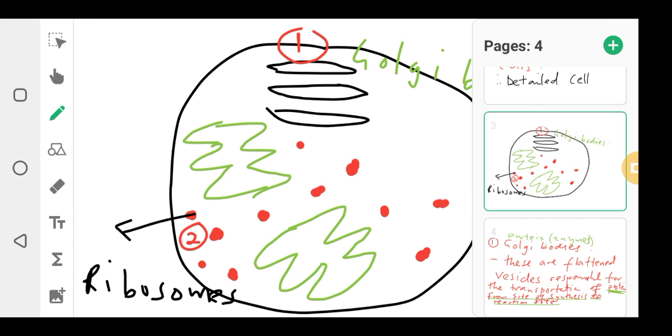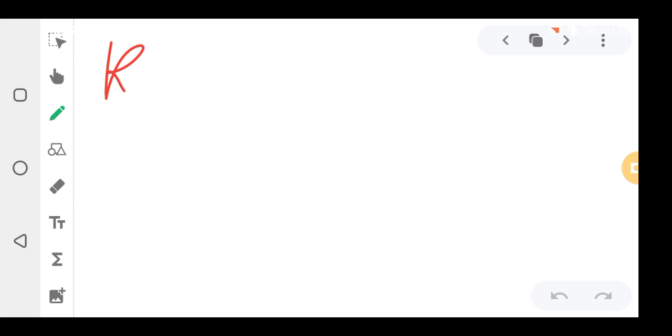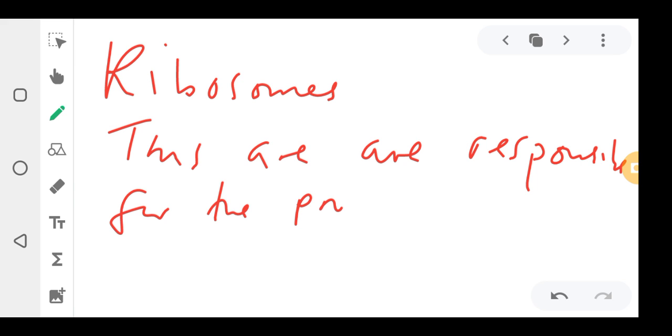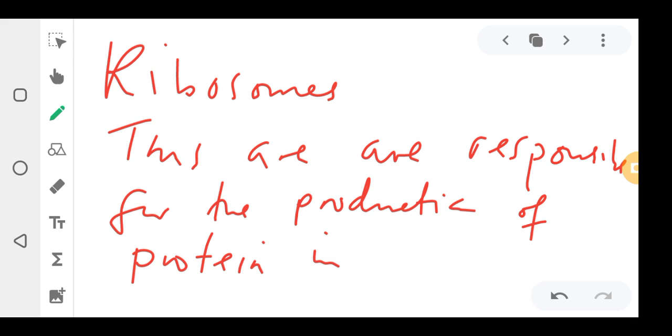So what is the function of the ribosomes? Ribosomes are responsible for the production of proteins in the cell. So what they do, they just produce proteins.